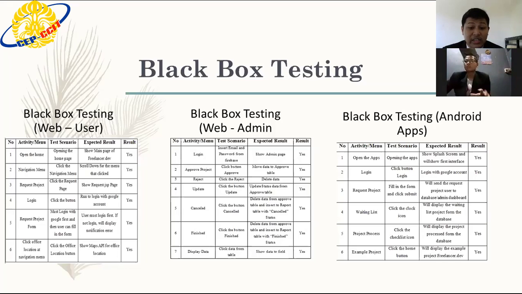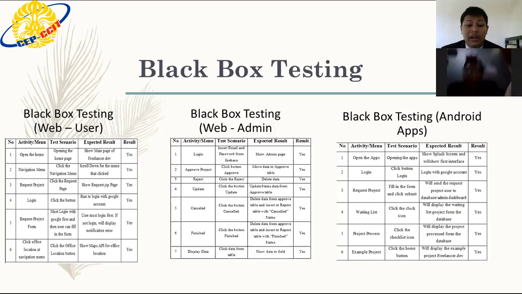Next is reject, in the admin.jsp. If we click reject, the data will be deleted and display that the project is rejected. Next is update. Update is in the approve.jsp page. If we click update, we must change the status first, and the expected result is the status data is updated in the approve table, and the result is yes.